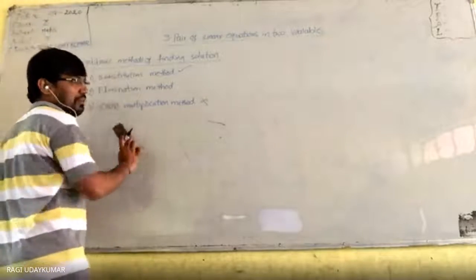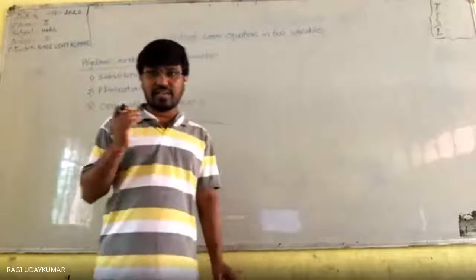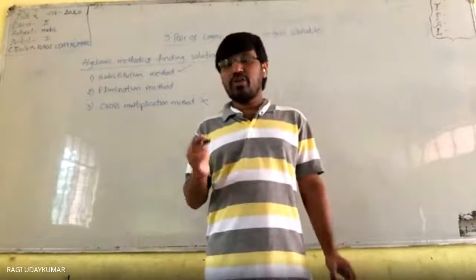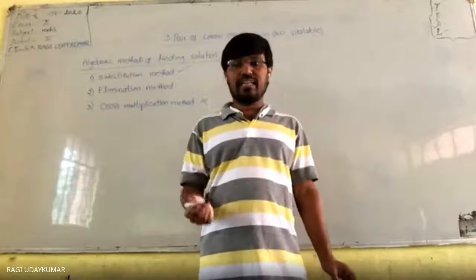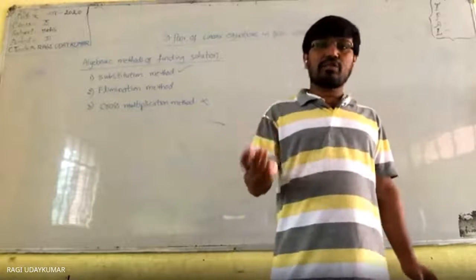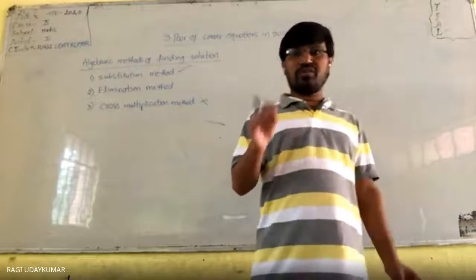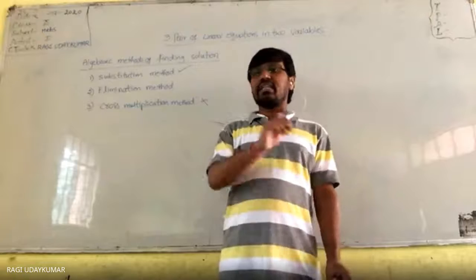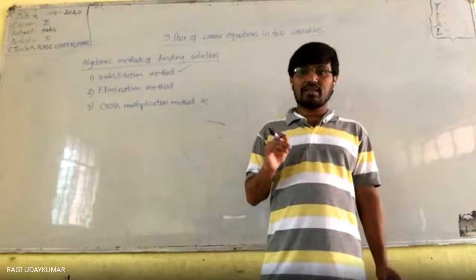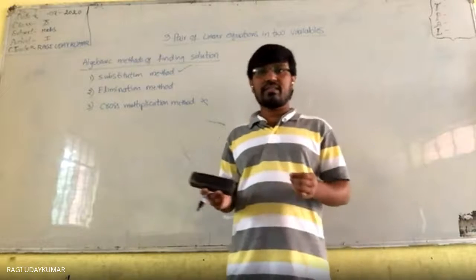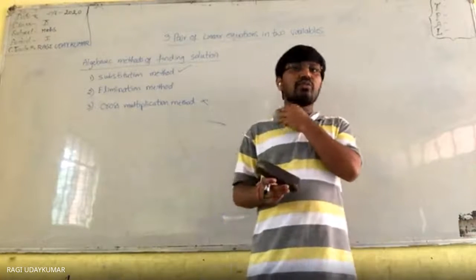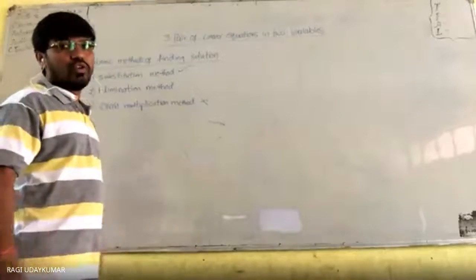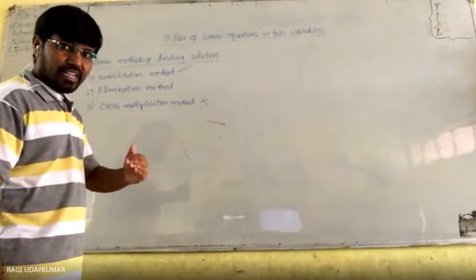The substitution method is this: if a pair of linear equations is given to you, one variable we express completely in terms of the other variable, and we substitute that in the second equation. When it is substituted in the second equation, the second equation is completely converted into a single variable equation. Then you can find the solution of that one variable, and then substitute it in the other equation.